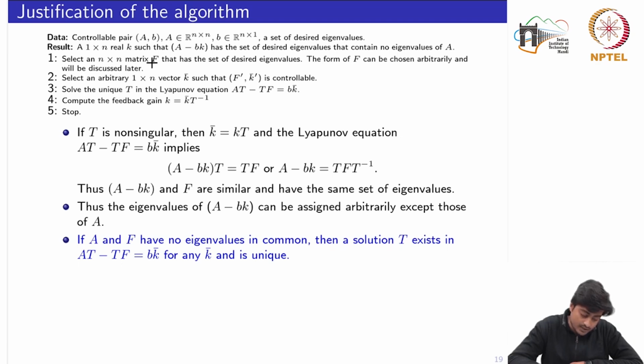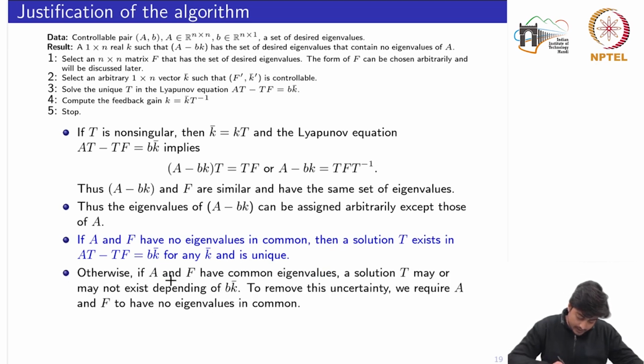Because F is user defined, or computed based on the objectives, and k bar is also user defined based on this condition, which can be satisfied. Now using this k bar and F, we solve for this T. So we need to ensure, first of all, whether such a T exists or not. On the other hand, if A and F matrices have common eigenvalues, a solution T may or may not exist depending on B k bar. So in order to remove this uncertainty, we require A and F to have no eigenvalues in common.